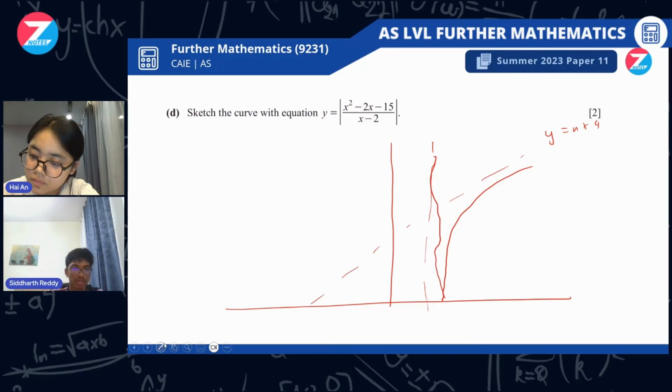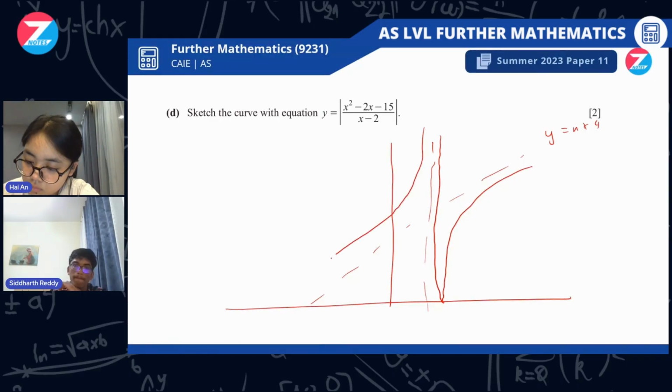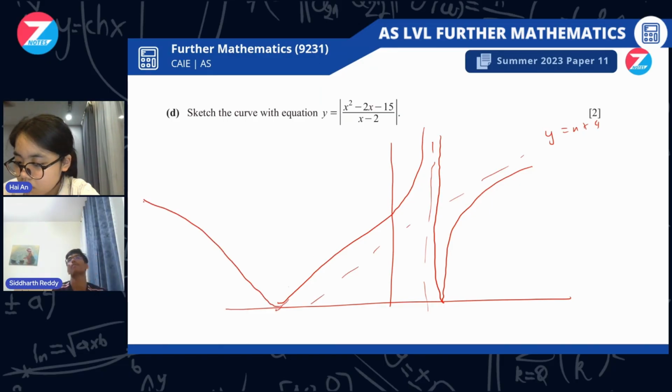Oh, it's pretty terrible. Similarly for this one, it gets reflected onto the top, like this. Okay.